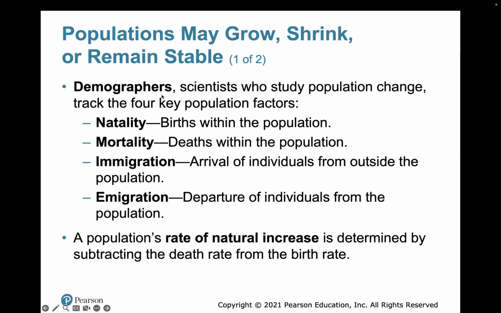When demographers study this, they track four key population factors. Natality is the births within a population. Mortality is deaths in that population. Immigration is people coming in from outside. Emigration is people leaving the population. All these factors are going to affect population size. The rate of natural increase is determined by subtracting the death rate from the birth rate. So you take the birth rate minus the death rate, and that's going to give you the growth rate for the population.